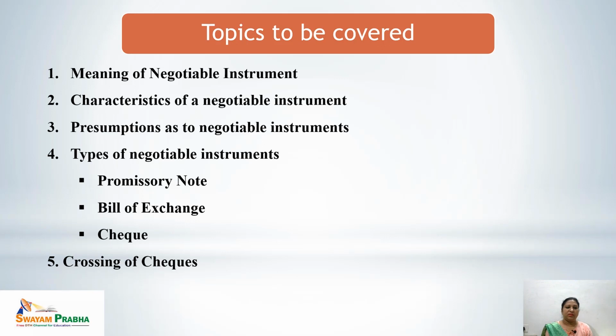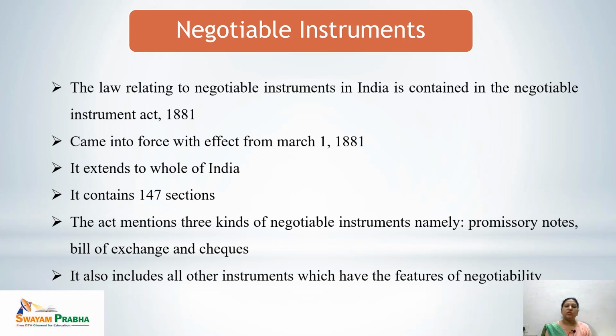Today, we will cover the topics: meaning of negotiable instrument, characteristics of a negotiable instrument, presumptions as to negotiable instruments, types of negotiable instruments, in which we will cover promissory note, bill of exchange, check, and at last we will cover crossing of checks. So let's start with the meaning of the negotiable instruments and introduction to the act.